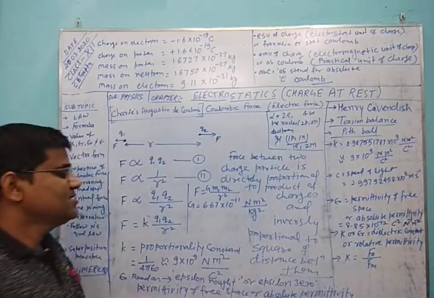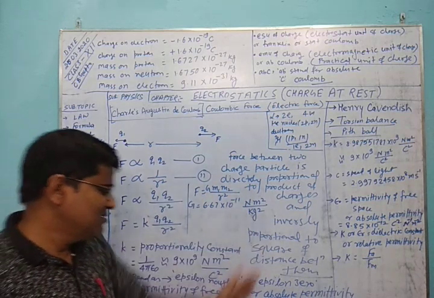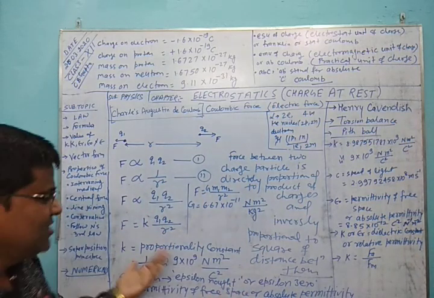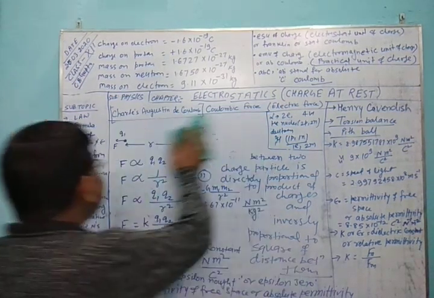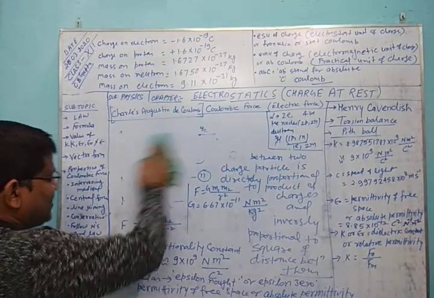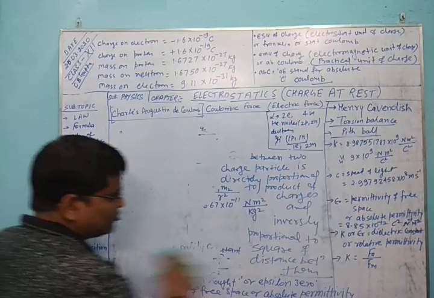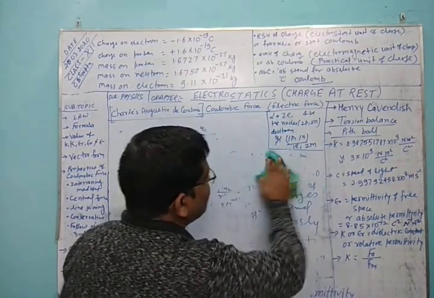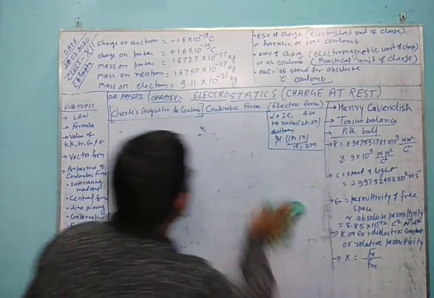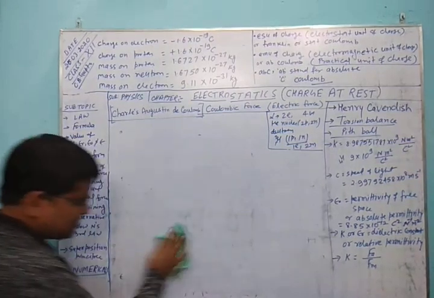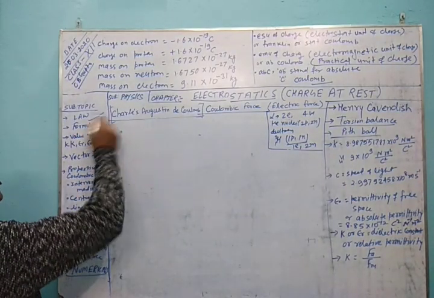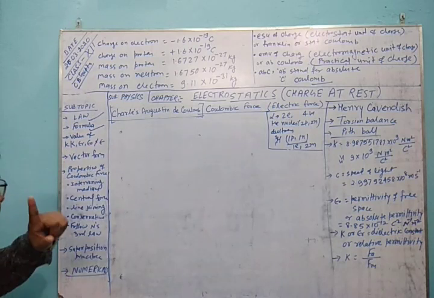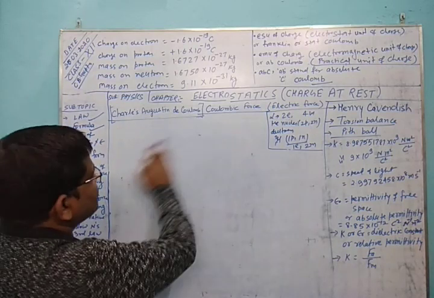Okay, this is very simple, a very small thing, and there is no need of a concept here. Now the next thing: the law is completed and the formula is completed. Both topics have been discussed very well, and I know you understand it.